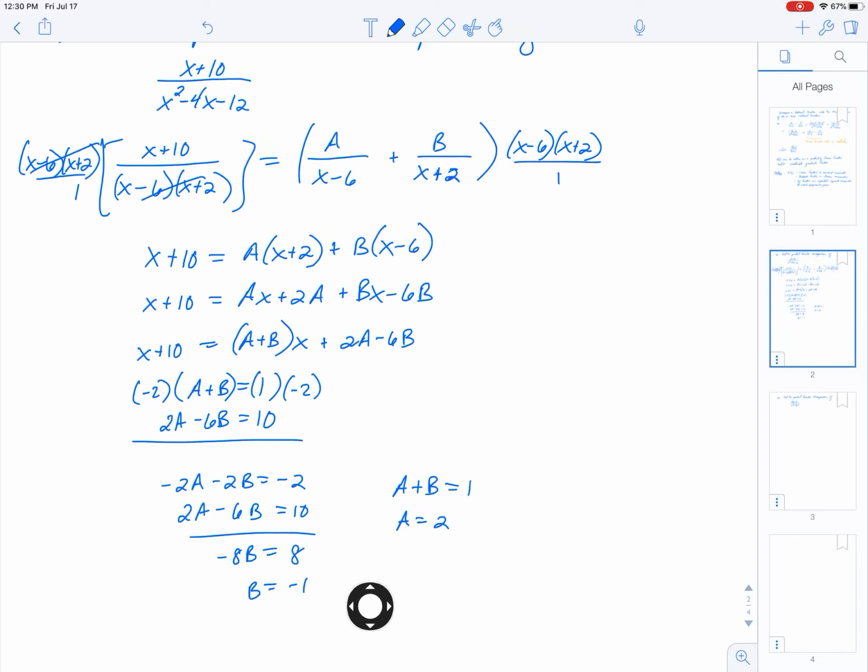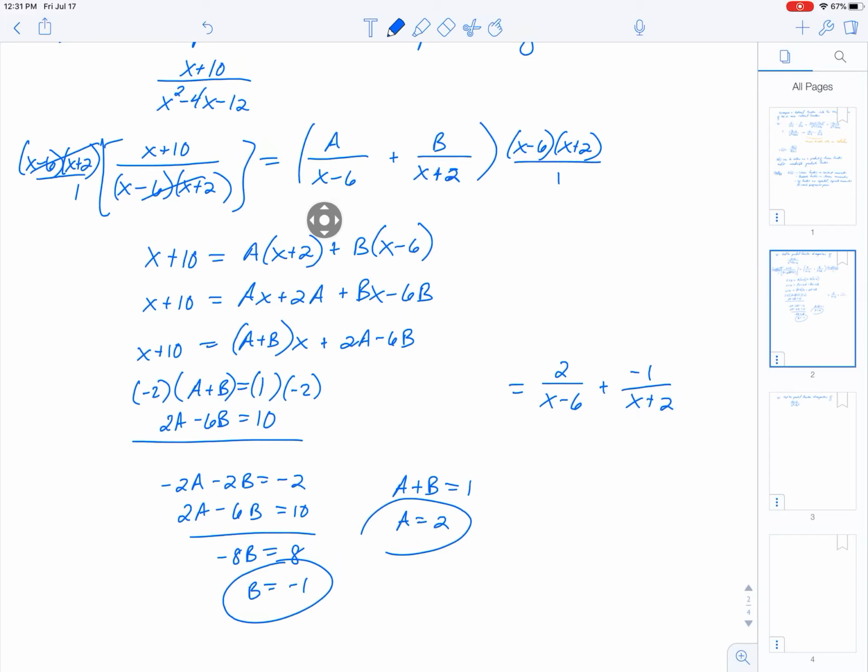So I found my a and my b. And so that means that I take the values I found, the a and the b, and I plug them back in here. So my partial fraction decomposition is this. It's going to be a, which is 2 over x minus 6, and then plus b, so plus negative 1, or you could just write minus right there, over x plus 2. That's the partial fraction decomposition of x plus 10 over x squared minus 4x minus 12.